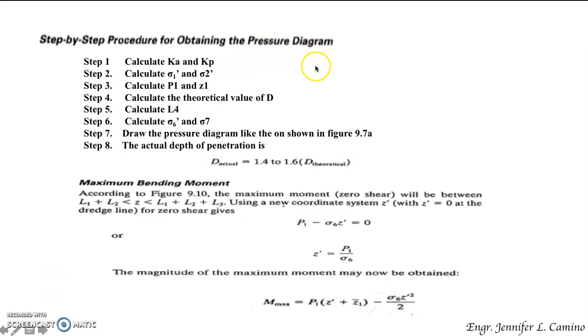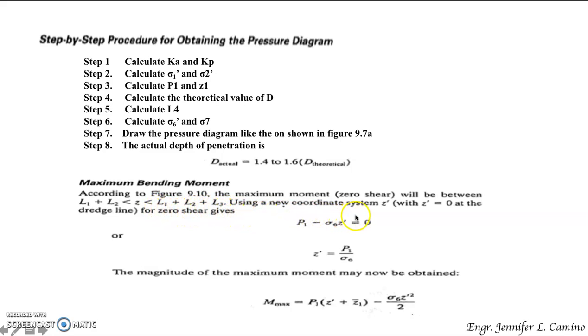And you have here now the steps so that you can draw your pressure diagram. You just follow these steps. On step 8, we are going to have the actual depth of penetration, which is equivalent to 1.4 to 1.6 of the theoretical. And we can compute for the maximum bending moment. The maximum bending moment occurs at zero shear, which will be at Z greater than L1 plus L2, but less than L1 plus L2 plus L3.